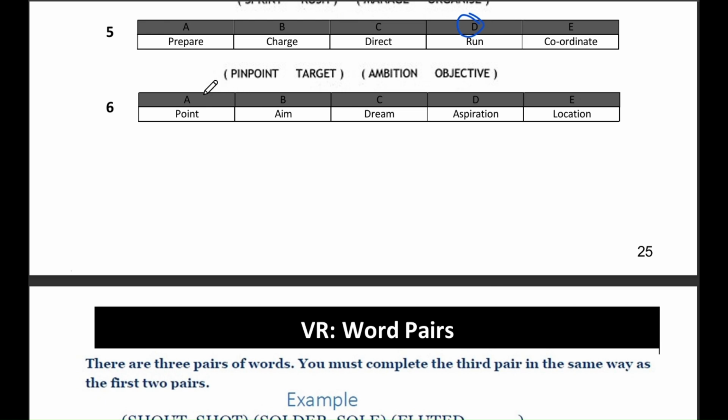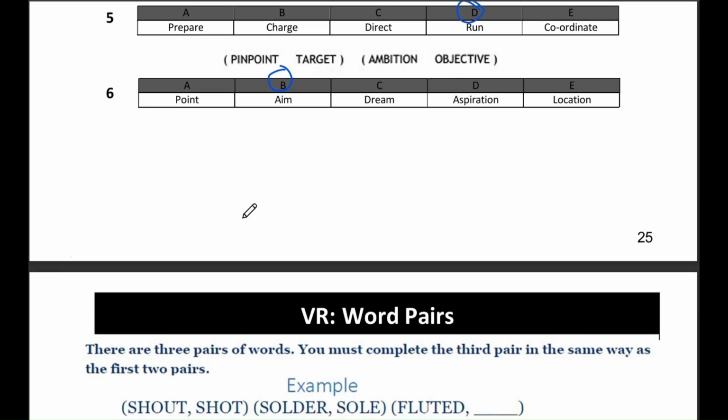Question number 6. For question number 6, our word pairs are pinpoint, target, and ambition, objective. Let's find their link. The options are A, point, B, aim, C, dream, D, aspiration, or E, location. The answer is B, aim. You can aim to pinpoint a target, and you can also have an aim for your ambition or objective.